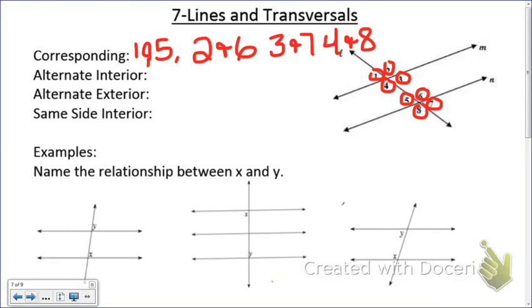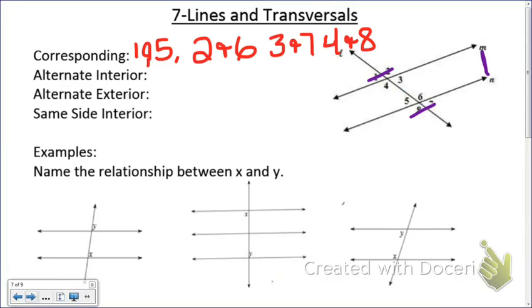The second type of angles that we talked about were alternate interior angles. These angles are interior angles, meaning they are between my 2 lines. So that excludes angles 1 and 2 and 8 and 7. They are not inside the 2 lines.